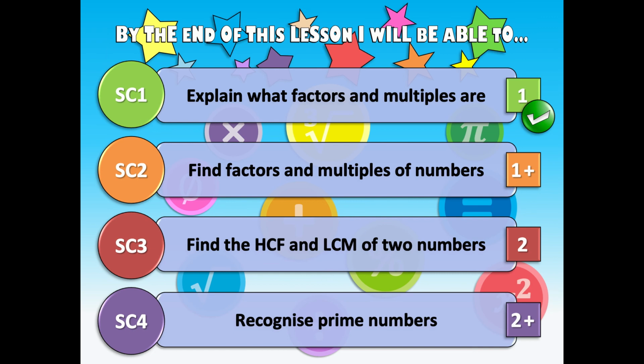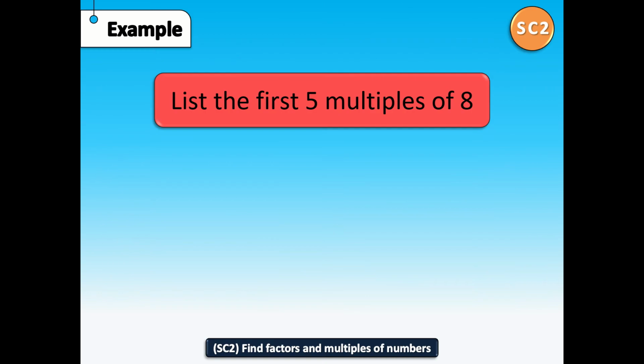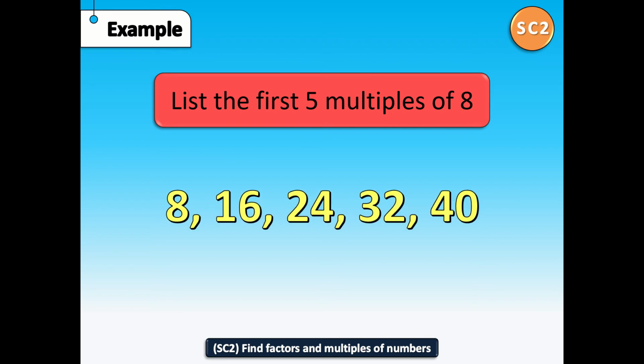So now we've completed success criteria 1, we're going to move on to number 2, and this is to find factors and multiples of numbers. So we want to list the first 5 multiples of 8. So this is the first 5 numbers in the 8 times table. So they would be 8, 16, 24, 32 and 40.